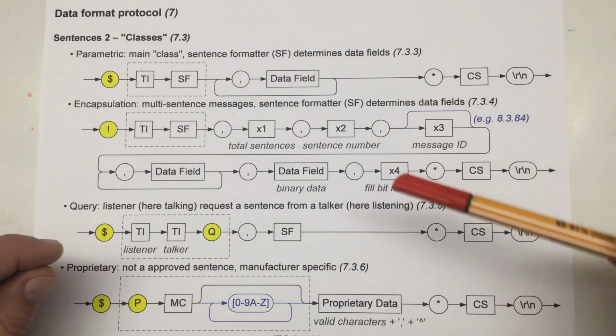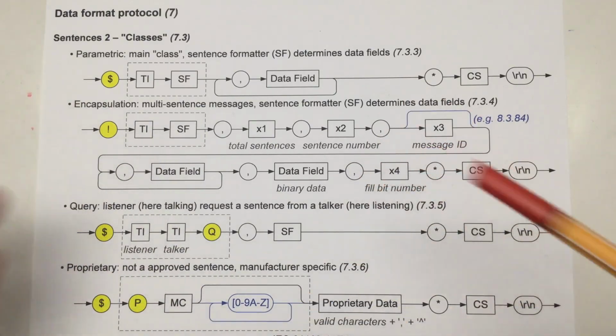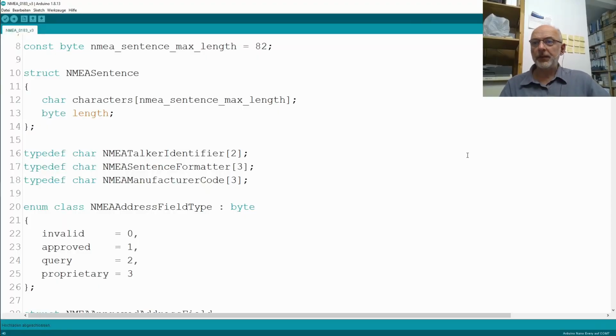So let's write some code and use what we've learned so far. And here it is. And we start off with a whole lot of type definitions just to make stuff more readable. So I have here three type definitions, just character arrays for my talker identifier, my sentence formatter, and my manufacturer code with the appropriate length. Then I have an enum address field type, which can be either invalid, just in case, approved, query, or proprietary.